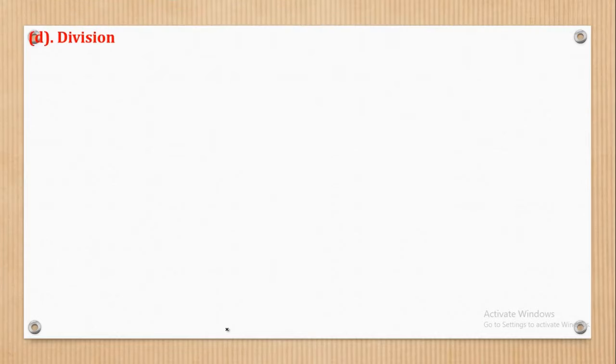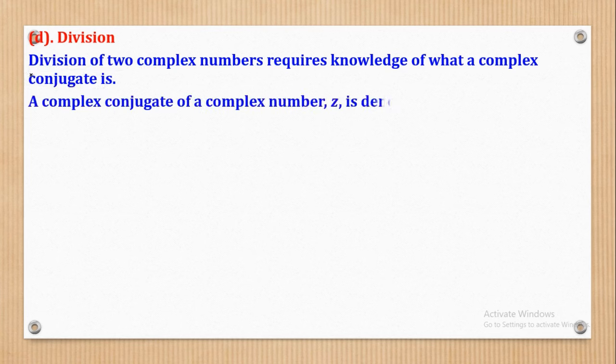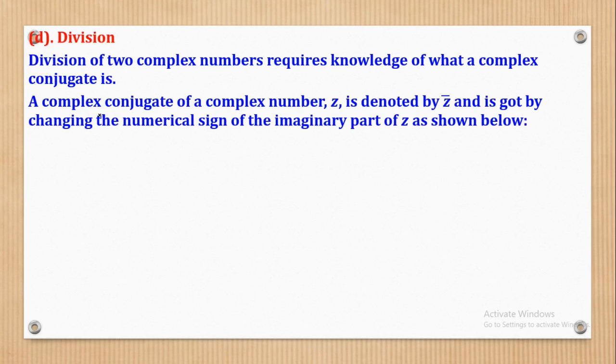So we have seen addition, subtraction and multiplication. Now let's go to the last part, division. Yes, the division of two complex numbers requires knowledge of what we call a complex conjugate. Now we have got another term, complex conjugate. What is this conjugate? Let's first talk about the conjugate, then at the end we shall talk about division.